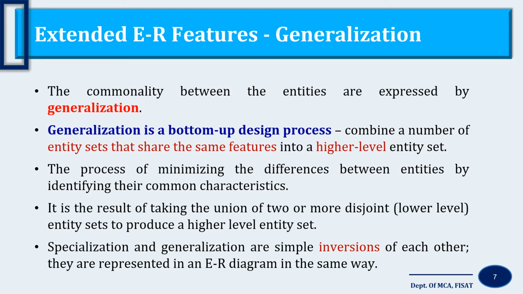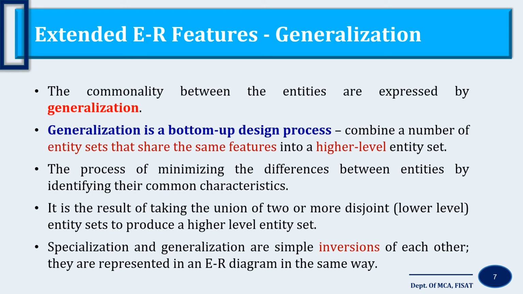So we are minimizing the differences between the entities by identifying the common characteristics. So it is just the opposite of specialization. We are generalizing to a higher level entity set. It is the result of taking the union of two or more disjoint lower level entity sets to produce a higher level entity set. Specialization and generalization are simply inversions of each other. It's just a complement of each other, and they are represented in an ER diagram in the same way.